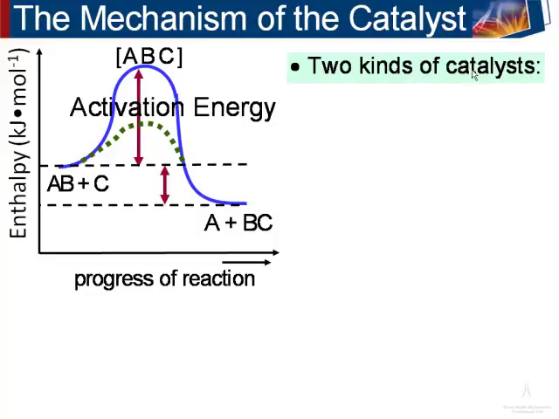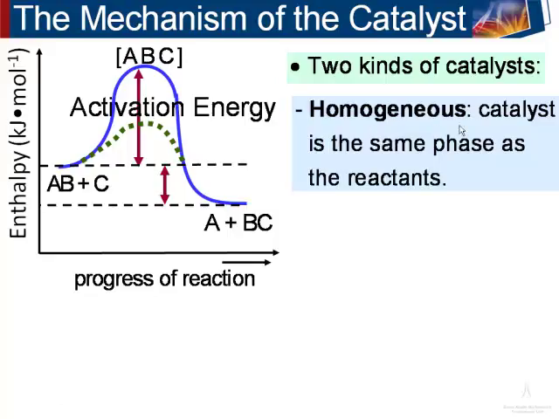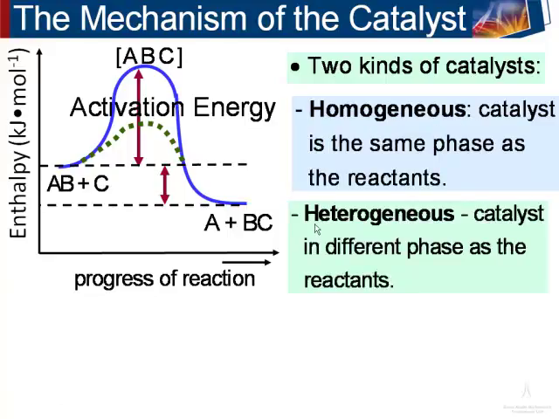Now there are two types of catalysts. We have what we call a homogeneous catalyst, and we have what we call a heterogeneous catalyst. A homogeneous catalyst is basically where the catalyst is in the same phase as the reactant. So if it's a solid and the reactants are in the solid phase, then we have a homogeneous catalyst. A heterogeneous one is where a catalyst is in a different phase from the reactants. This is quite common, where you introduce a solid catalyst, for example, in a reaction where everything else is in the liquid phase. That would be a heterogeneous catalyst.